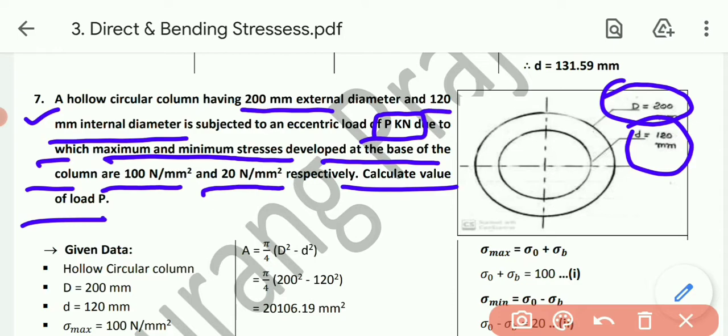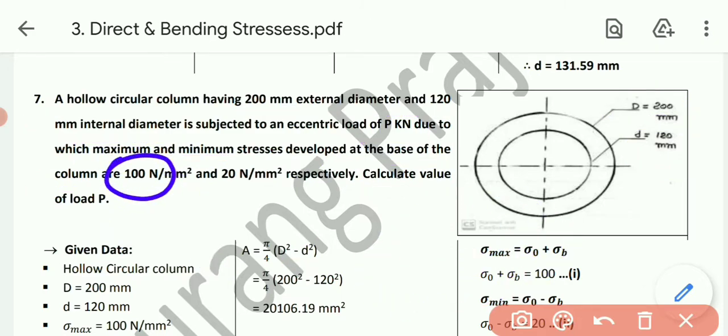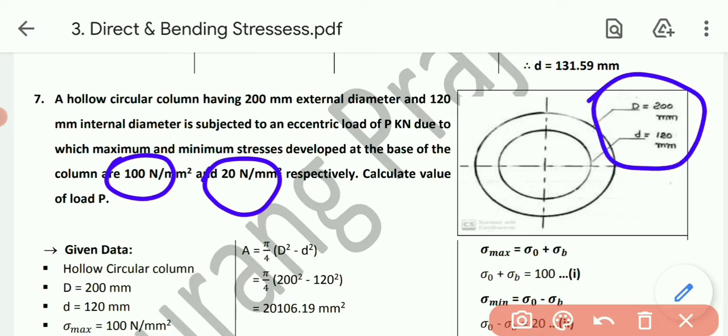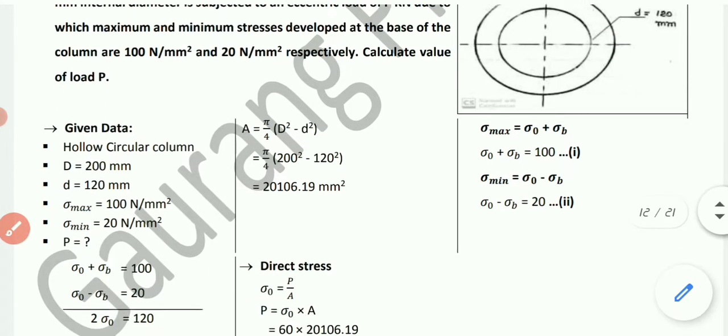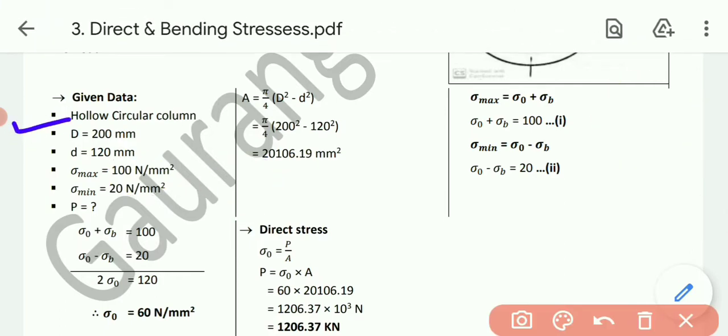See, we have done all the examples earlier also. In one of the examples we calculated eccentricity, in another the diameter. Now in this example we need to calculate P. Maximum and minimum stresses are both given to us, as well as the dimensions of the column. So let's write down the data. A hollow circular section, outer diameter and inner diameter are given, as well as sigma max and sigma minimum. They have not mentioned tensile, so both are positive right now, and we need to calculate P.